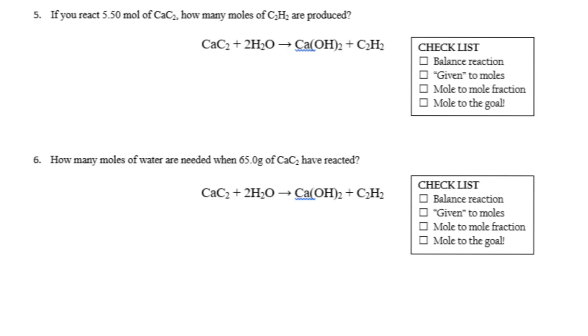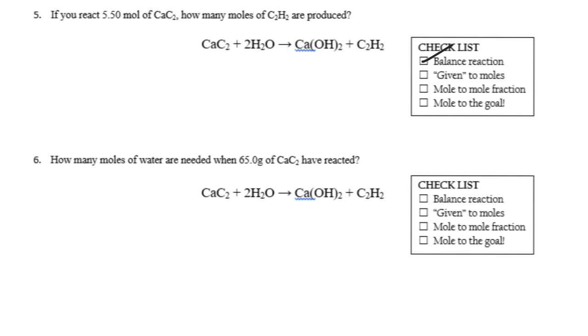Question 5. We have 5.5 moles calcium carbide. How many moles of C2H2 are produced? This is easy because this is mole to mole. Mole is mentioned twice, 1 conversion. So first thing, balance the reaction. I look, the reaction's balanced.